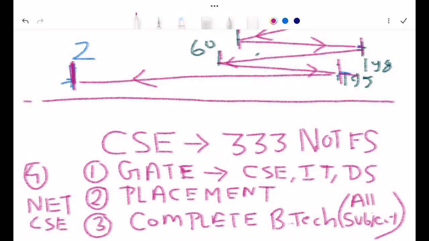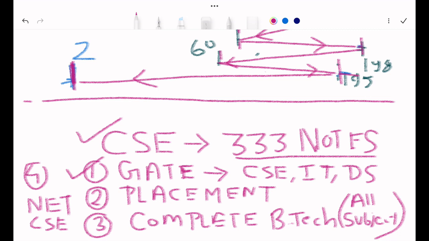Friends, we are starting one special series. This is for computer science and engineering, a total of 333 topics and notes. If you cover all 333 notes, then 100% of your GATE syllabus for CSE, IIT and data science will be completed.